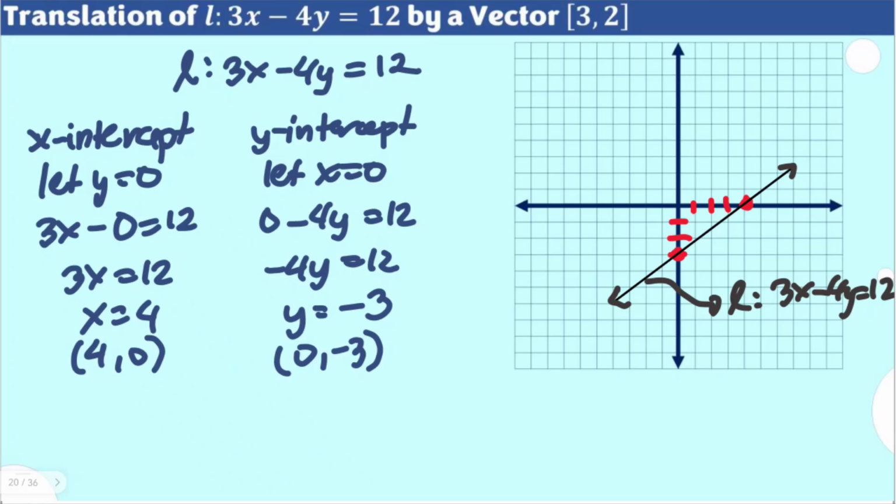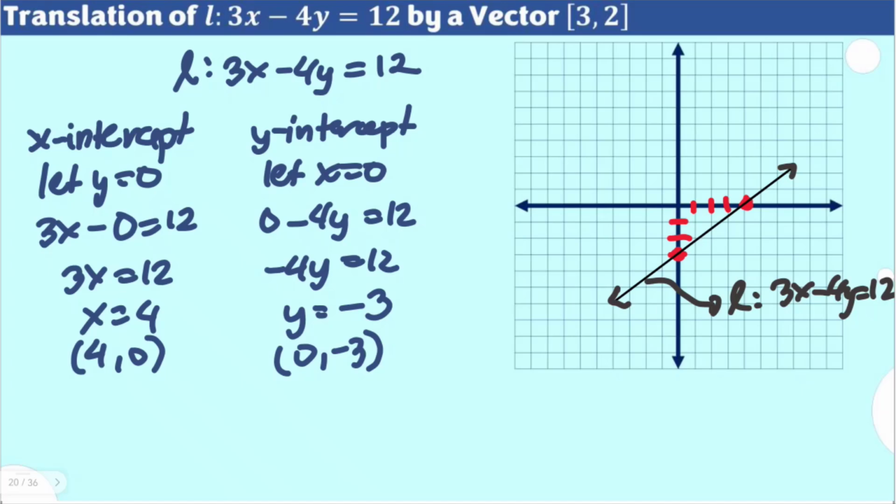For this video, let's identify the translation of our given line L, which is described as 3x minus 4y equals 12, by a vector of (3, 2). You can see that I have already placed the graph here to save us some time. And understand that we use the intercepts to plot this one.